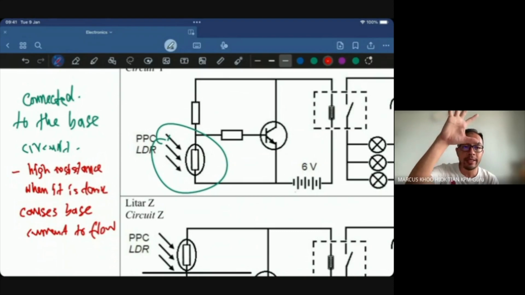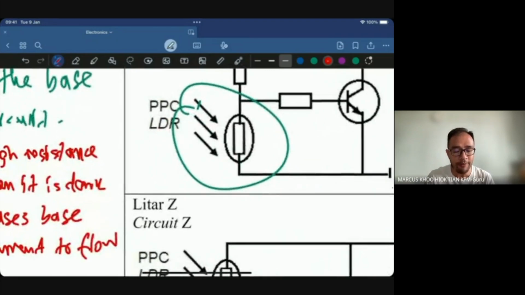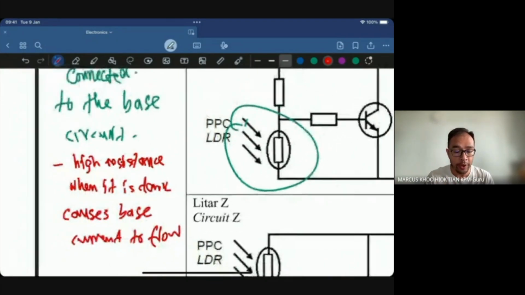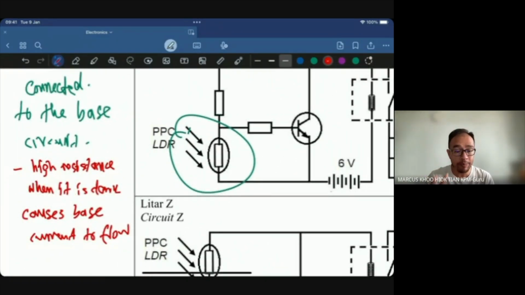The idea is if the resistance is high where the LDR is, then the base current can flow. So I'm essentially jumping from step 1 to step 4 in this reason. High resistance when it is dark. This is a very important feature in the LDR. It has high resistance when it is dark so that it can cause the base current to flow.